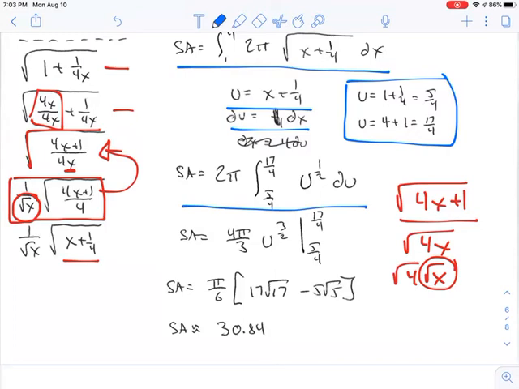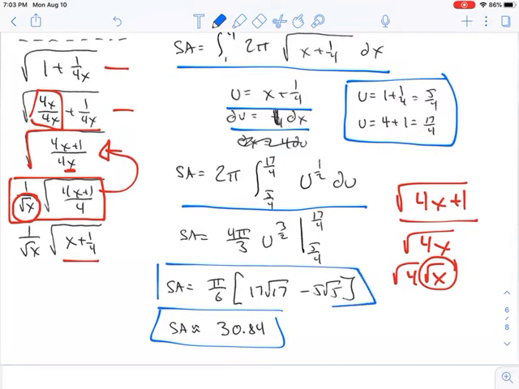And so that's pretty easy to integrate. And we end up with surface area is approximately 30.84. This would be the answer probably in WebAssign, simplified algebraic answer. And as always, you could check your answer, since this is the decimal equivalent, with Desmos.